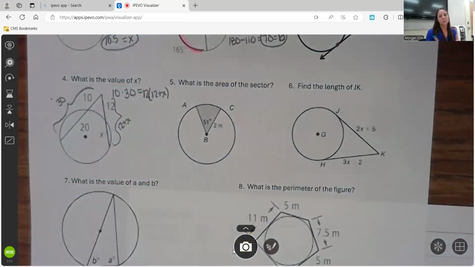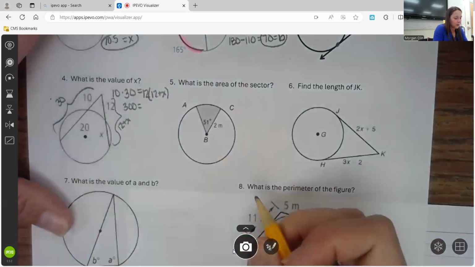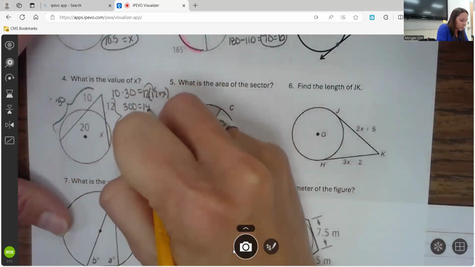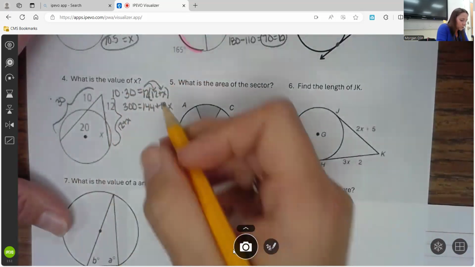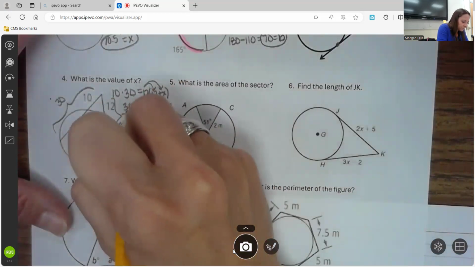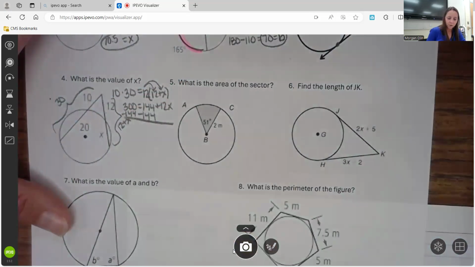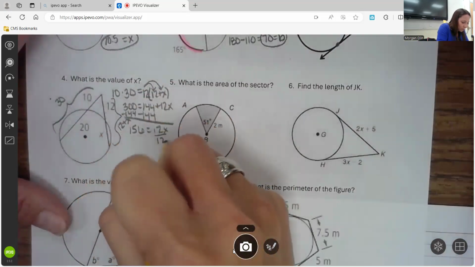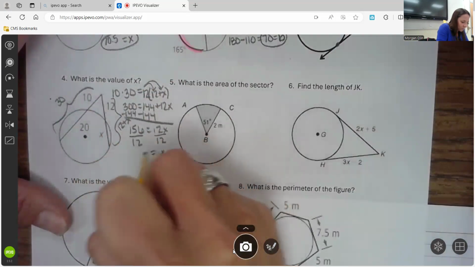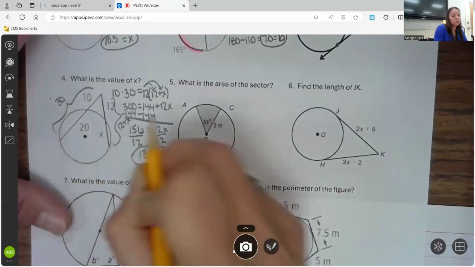I will show you solving on the Desmos if you hate solving equations, but here we go. To solve the equation by hand, I get 300. All right, distribute my 12. So that's 144. And then 12 times x is 12x. All right, what we do is subtract 144. Okay, so when I take 300 and I subtract 144, I get 156 equals 12x. And then I divide by 12. So x equals 13.